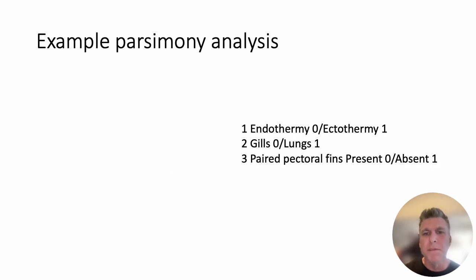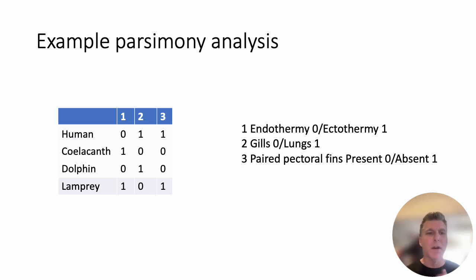All right, so the first thing we need in our example parsimony analysis is some actual data. Here is a set of 3 characters. One is endothermy versus ectothermy, and we're coding these using 0s and 1s, as is common in the field. Our next character is, do you have gills or do you have lungs? And our third character: does the species we're evaluating have paired pectoral fins or does it not have them?